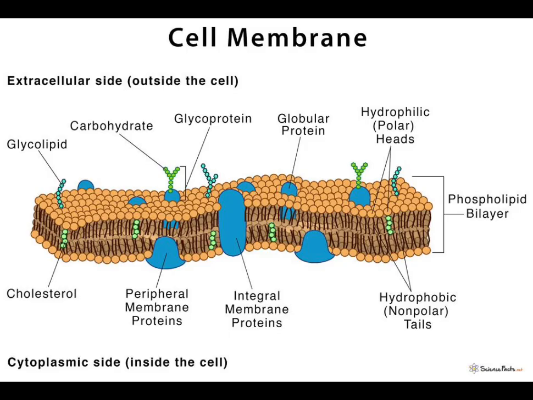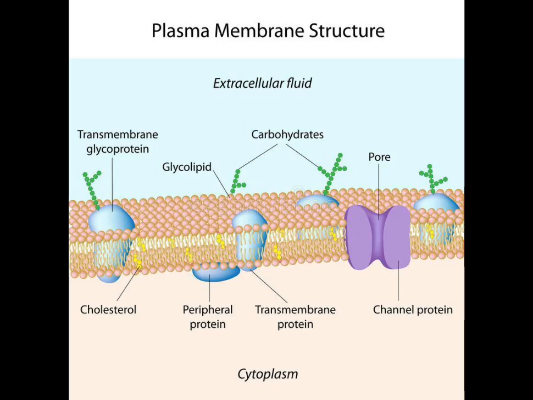Let us start with the outer boundary of the cell, known as the cell membrane. The cell membrane is a thin, flexible layer that surrounds the cell and separates its contents from the external environment. It is selectively permeable, meaning it controls what substances can enter and leave the cell. Oxygen, water, and nutrients can pass into the cell, while waste products are removed through the membrane. In this way, the cell membrane helps maintain a stable internal environment.